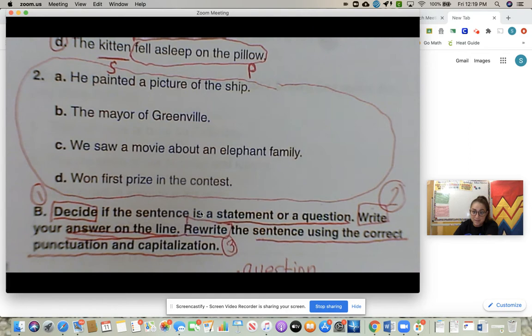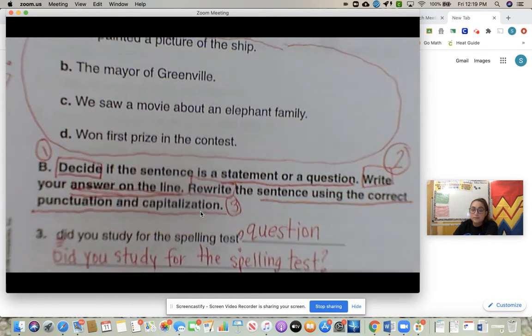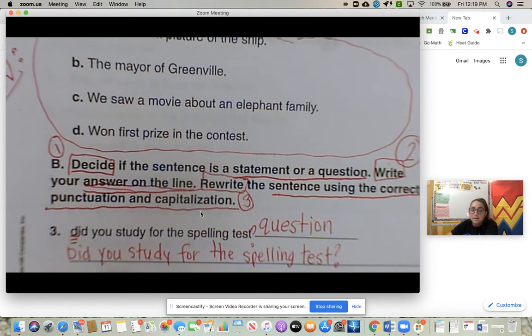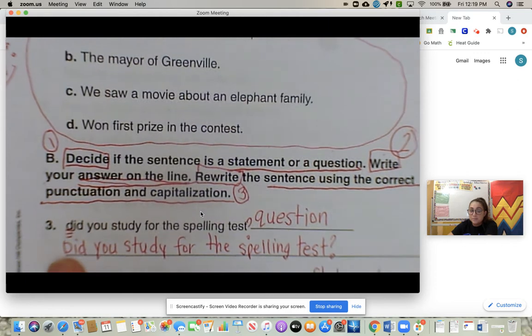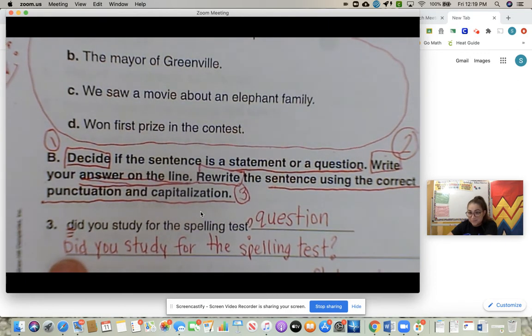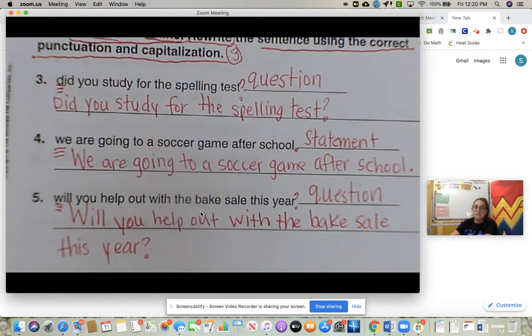I gave them time in class to finish it, and then we went over it. So I'll go over number 1. Again, 3 lines underneath the letter means it needs to be capitalized. So that's important. I want us to get used to this. So, did you study for the spelling test? That is a question. So we wrote question. And then we rewrote the sentence with the correct punctuation and capitalization. Did you study for the spelling test? Question mark. Okay. So here are the rest.